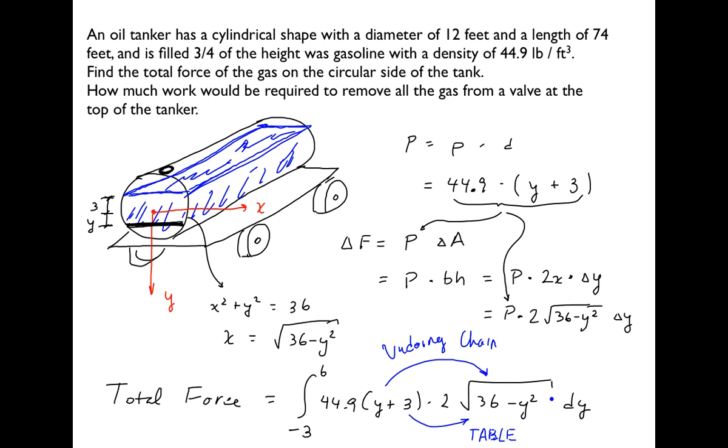Y times square root of 36 minus y squared? It's exactly undoing the chain rule. It's perfectly undoing the chain rule. What does the chain rule give us?